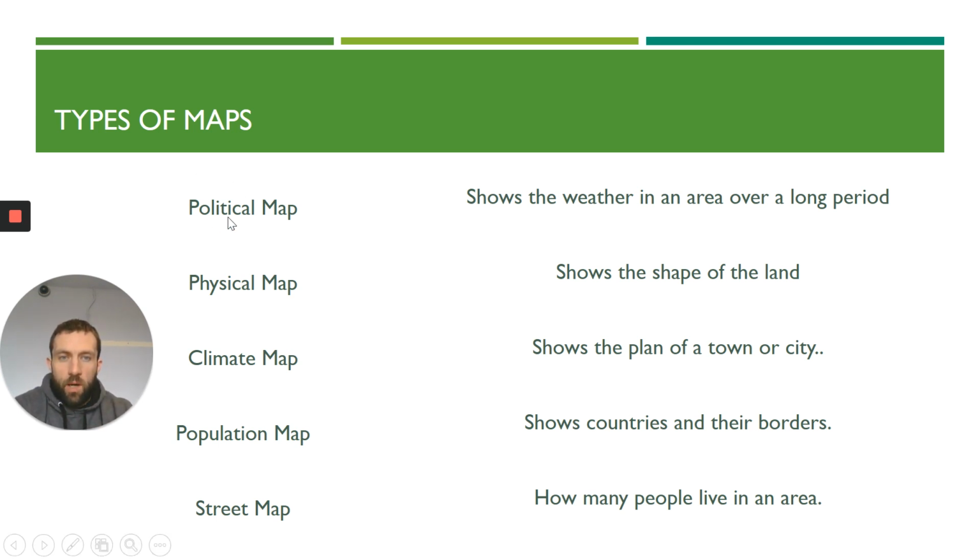So, a political map. What is a political map? A political map shows the countries and their borders. A physical map shows the shape of the land, so that's your mountains and your rivers and your valleys and stuff. A climate map shows the weather in an area over a long period of time. A population map shows how many people live in an area, and a street map shows the plans of a town or city. So a street map could be something like Livingston.